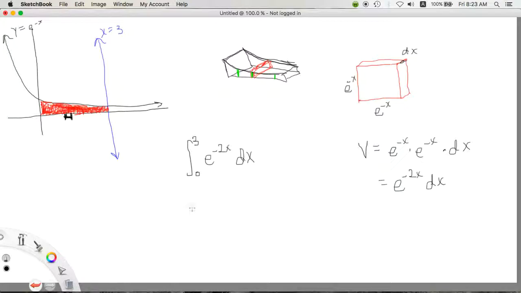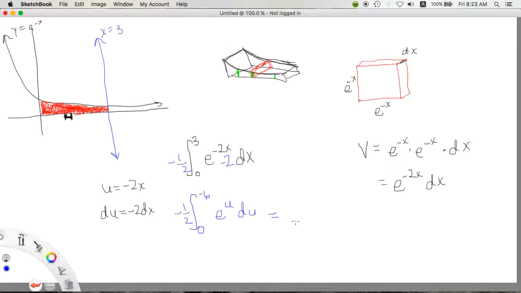So we add it all up, and we have to use our u substitution. u is negative 2x, so du is negative 2 dx, which means I need a negative 2 in here, which means I've got to have a negative 1/2 out here. So I rewrite my integral. I've got negative 1/2, the integral of e to the u du, and negative 2 times 0 is 0. Negative 2 times 3 is negative 6.